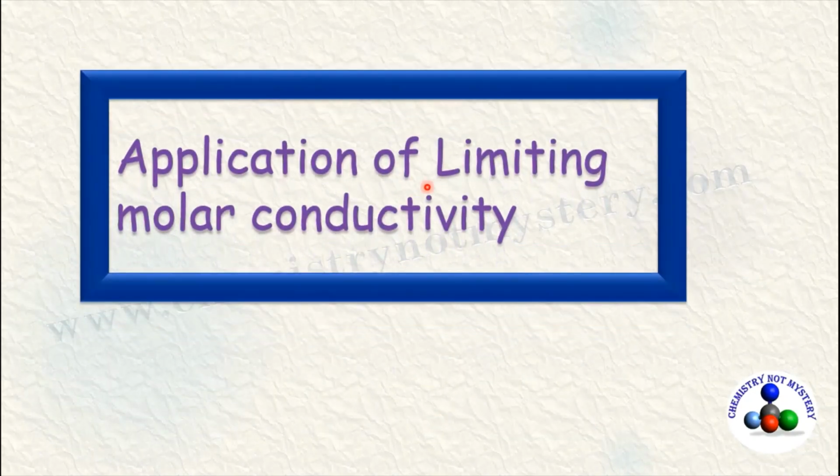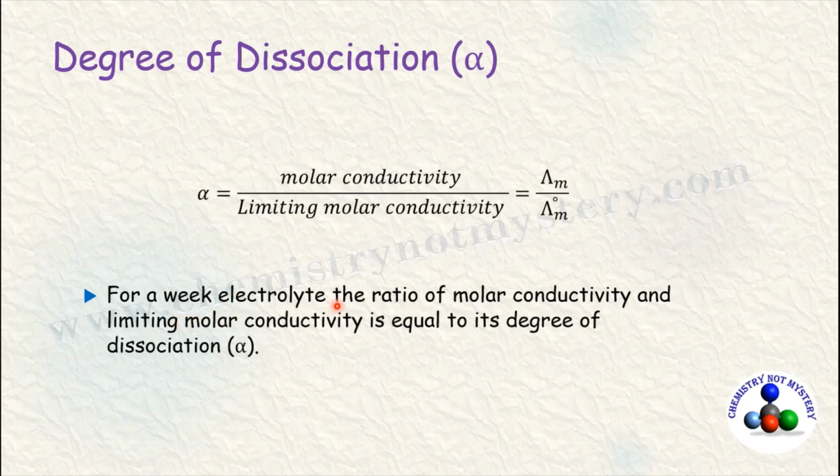Now come to the another application of limiting molar conductivity. For a weak electrolyte, ratio of molar conductivity and limiting molar conductivity is equal to its degree of dissociation, that is denoted by alpha. So mathematically you can write alpha is equal to lambda m over lambda m naught.